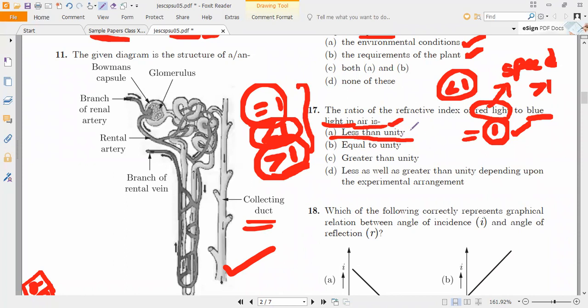Much faster means it is less than 1. So here they are asking about red light. Red light is much faster, yes or no? So less than 1. The refractive index will be less only, sir.